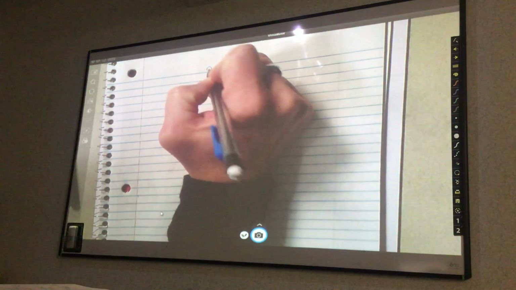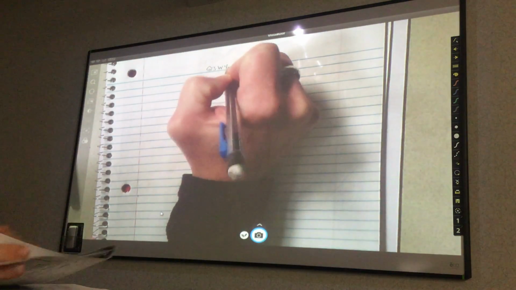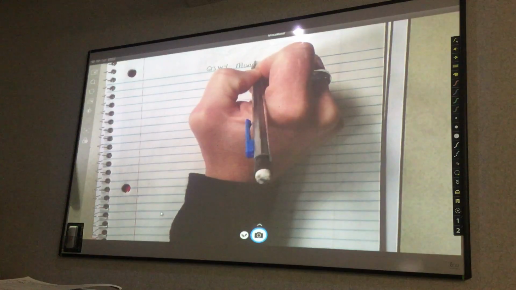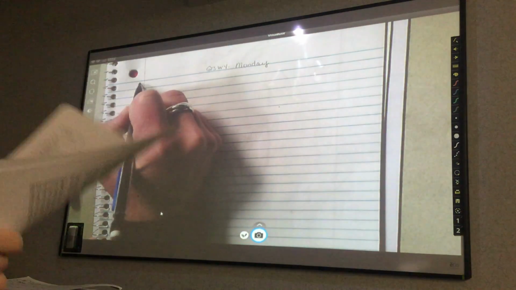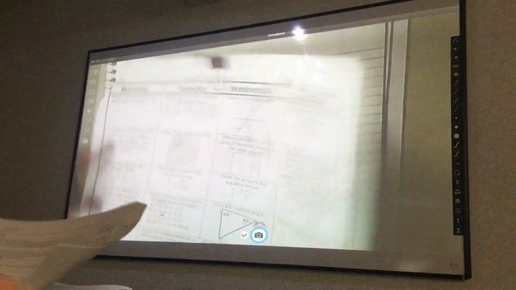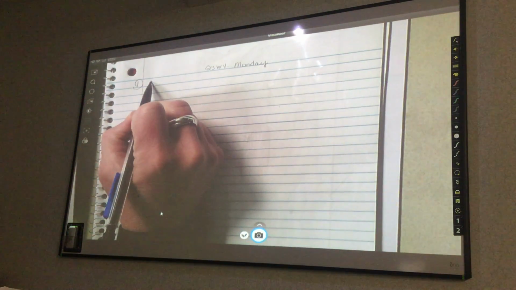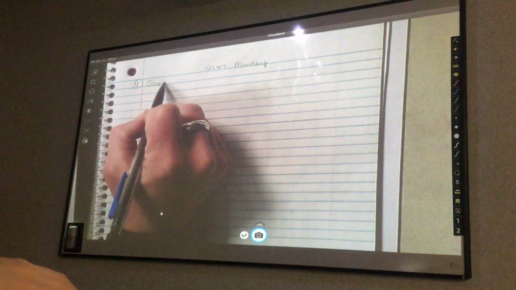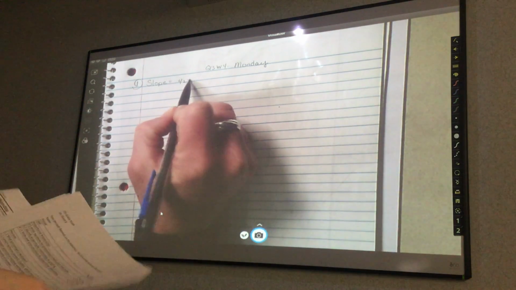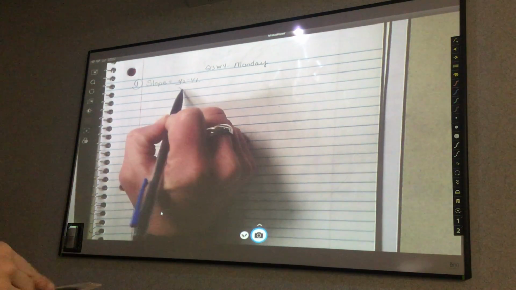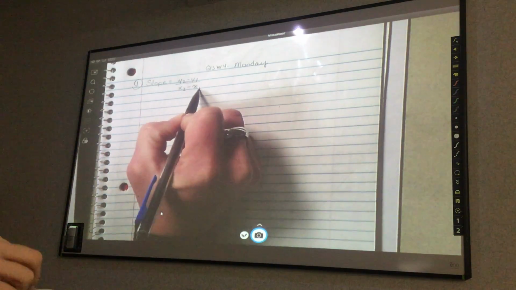About 2:45. Week 4, and it's Monday. Number 1, it says, what is the slope? So what do you need to write down? Slope equals y2 minus y1 over x2 minus x1.